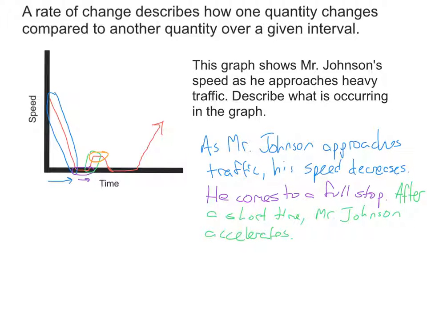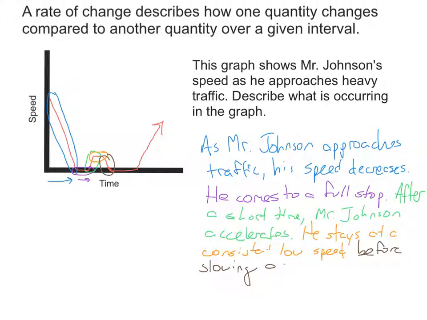He doesn't accelerate for long though, because notice that speed also stays consistent. So Mr. Johnson accelerates, he stays at a constant, maybe I'll say consistent, low speed. Okay, before what happens? Right there. Before slowing again.